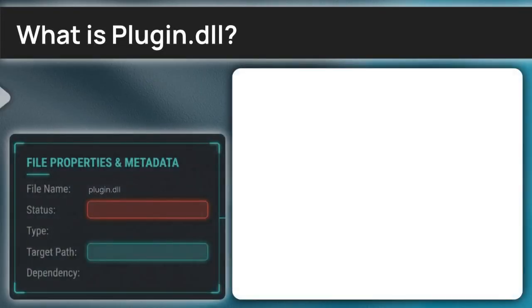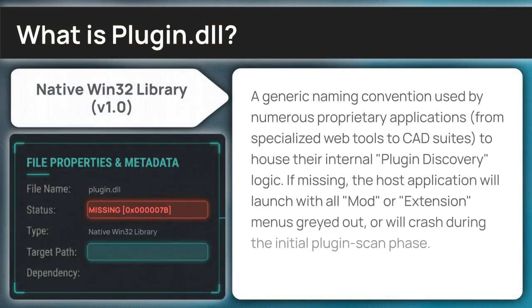This is the Plugin Library, a generic naming convention used by numerous proprietary applications, from specialized web tools to CAD suites, to house their internal plugin discovery logic. If missing, the host application will launch with all mod or extension menus grayed out, or will crash during the initial plugin scan phase. Knowing the file's purpose is helpful, but now we need to physically restore it.